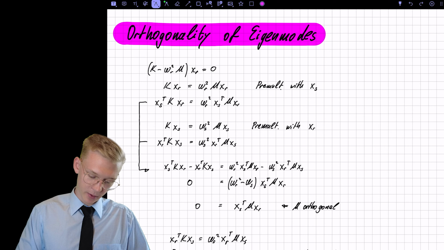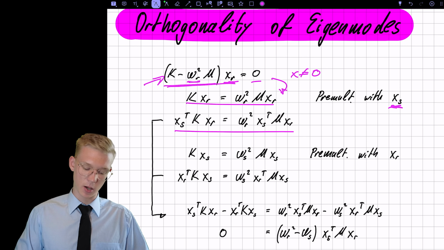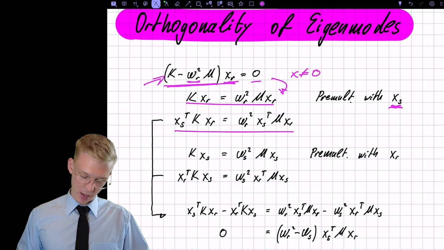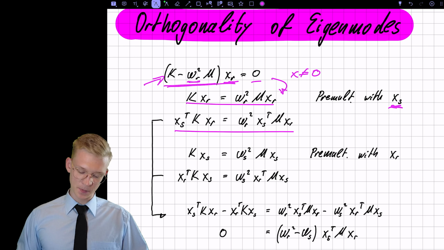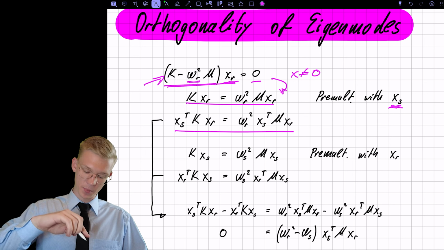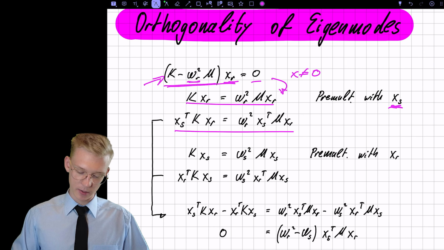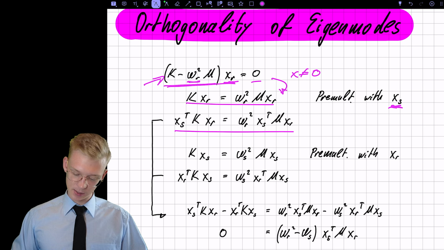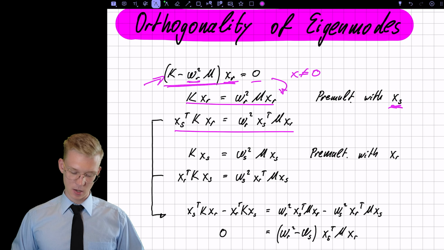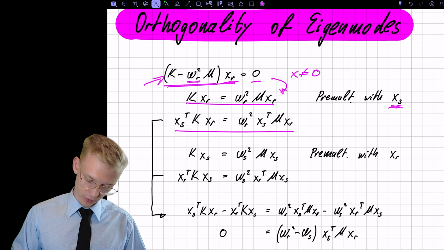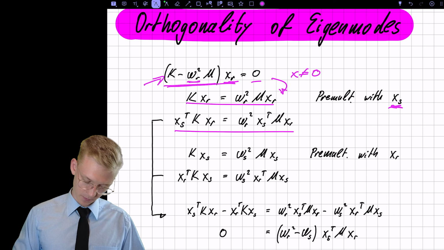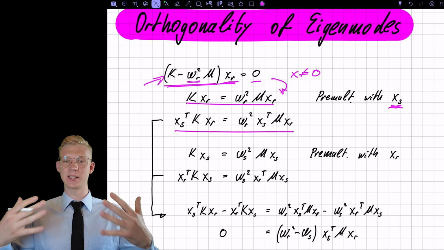Now, if we have the same equation, but this time with not omega r, but omega s, so a different omega, we have this equation where we have xs, omega s, and xs, and we pre-multiply it with the opposite, so xr. So we pre-multiplied this one with xs because we had xr's. Here we have xs's, and we pre-multiply with xr. So we got, let me remove this one. Now we have this term, and we have this term. So we kind of did the same thing twice.